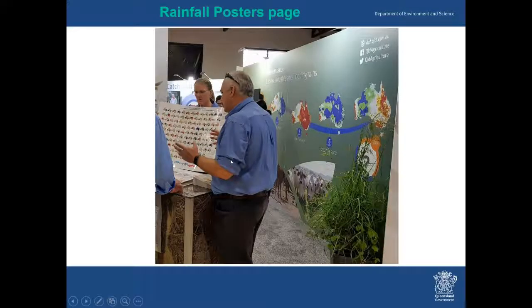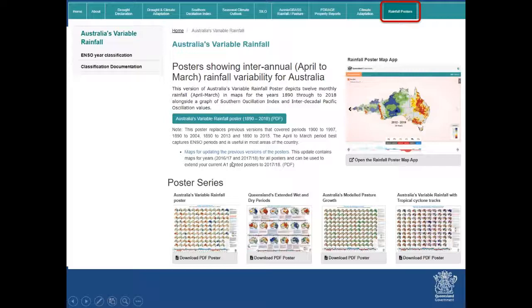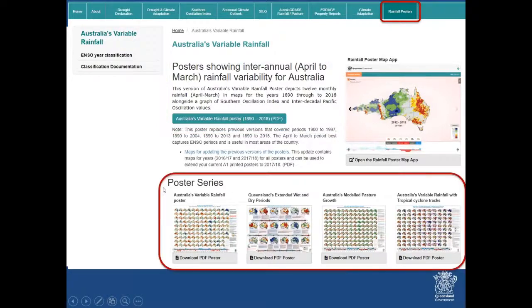Now, our last tab is our very much regarded rainfall posters page. We have upgraded our rainfall poster page recently, and that involves now some of the similar text here, where you could click on the link here to get a PDF of the original rainfall poster map. But down below here, we've made advances, and we have a series of posters now, and you can download the original rainfall poster, the wet and dry period poster, the pasture growth poster, or the variable rainfall poster with cyclone tracks.